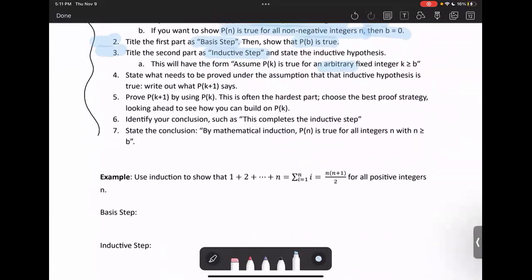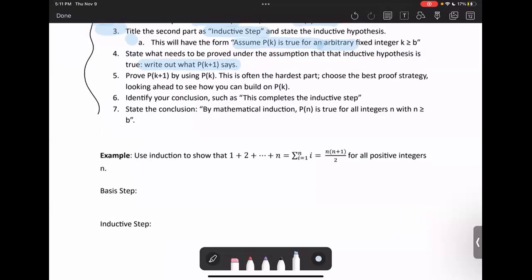After we state our inductive hypothesis, we assume that this is true. And then we need to write out what P of k plus 1 says, what needs to be proved using P of k. Then in the next step, we do exactly what we said we need to do. We prove that P of k plus 1 is true by using P of k.